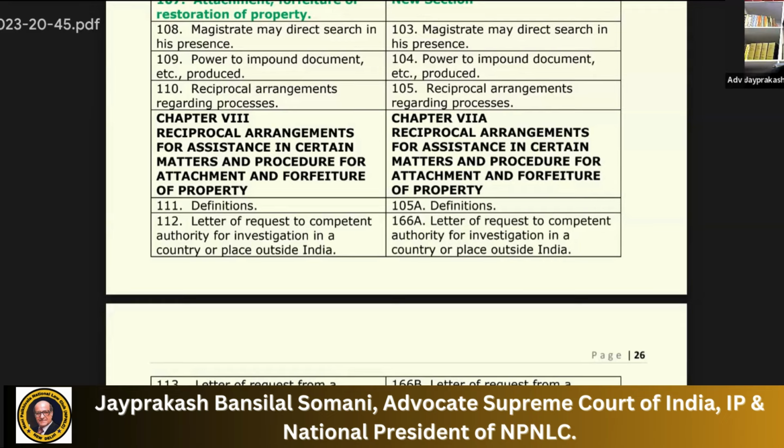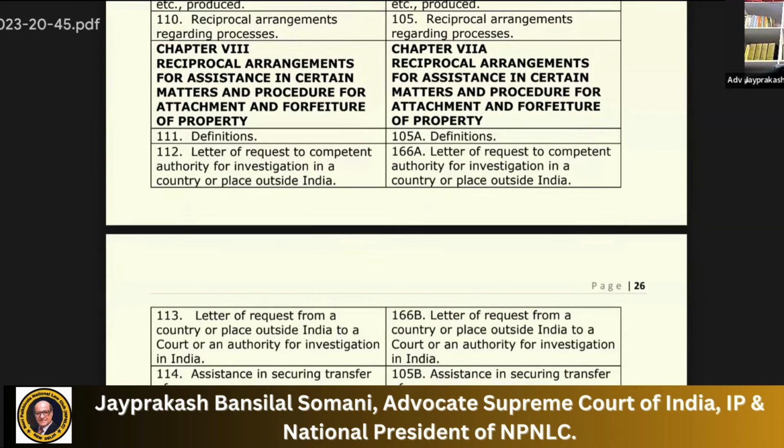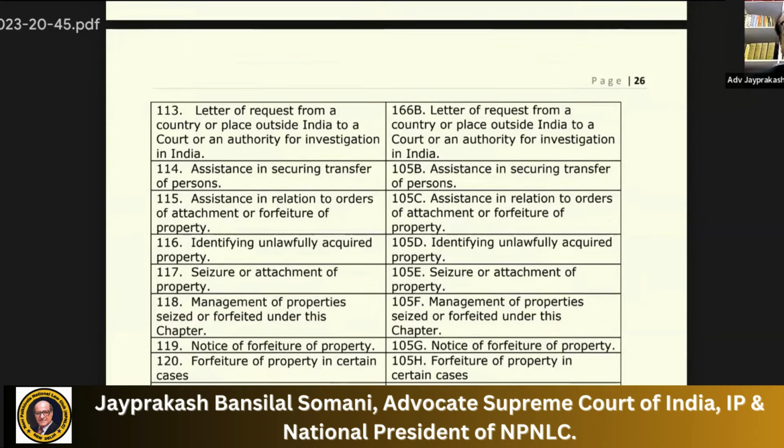Section 111 of BNSS, definitions. Its corresponding section was in CrPC 105A. Section 112 of BNSS, letter of request to competent authority for investigation in a country or place outside India. Its corresponding section was 166A in CrPC. In BNSS section 113, letter of request from a country or place outside India to a court or an authority for investigation in India, vice versa. Its earlier section was in CrPC 166B.